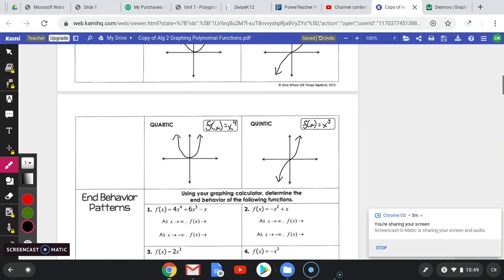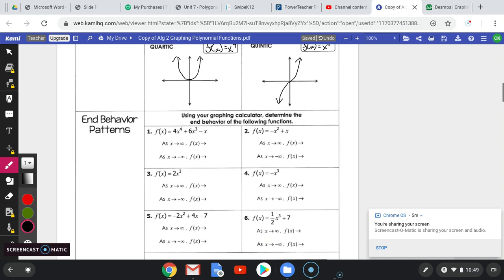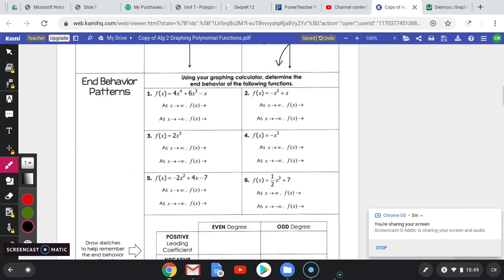Let me just look at the 2 there. So what does that mean? What can we discover about the end behaviors of some of these polynomial functions that are adding, subtracting, multiplying, and dividing by certain terms? If we look at a couple here, 4x to the fourth plus 6x cubed minus x.